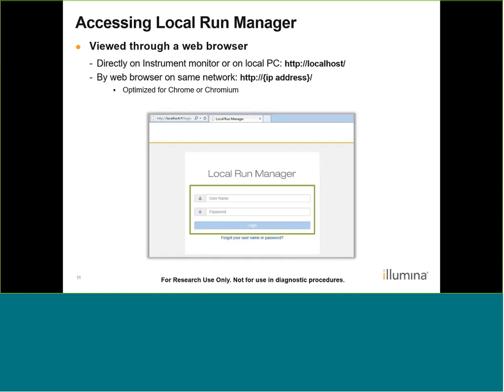Now, if you have your PC or your instrument connected to a local network and you're on the same domain, you can also just put in the IP address of that computer or that instrument, and you'll be able to connect to Local Run Manager on a separate computer without needing to install Local Run Manager on that computer itself. The interface is optimized for Chrome or Chromium. It also works well in Firefox, but the displays do not render properly in Internet Explorer, so keep that in mind.